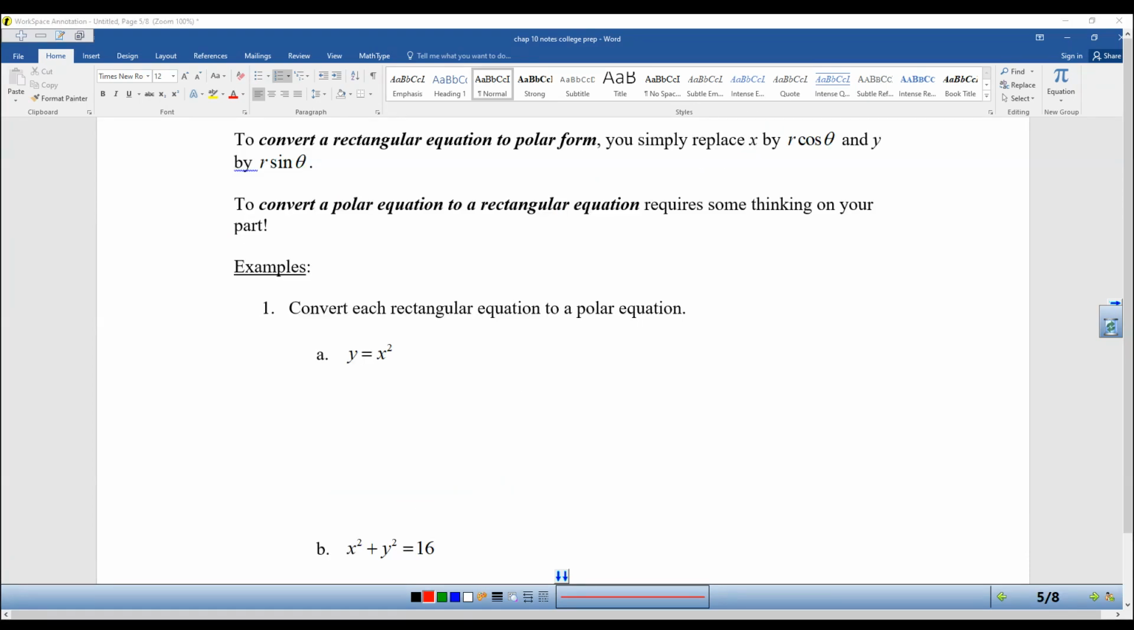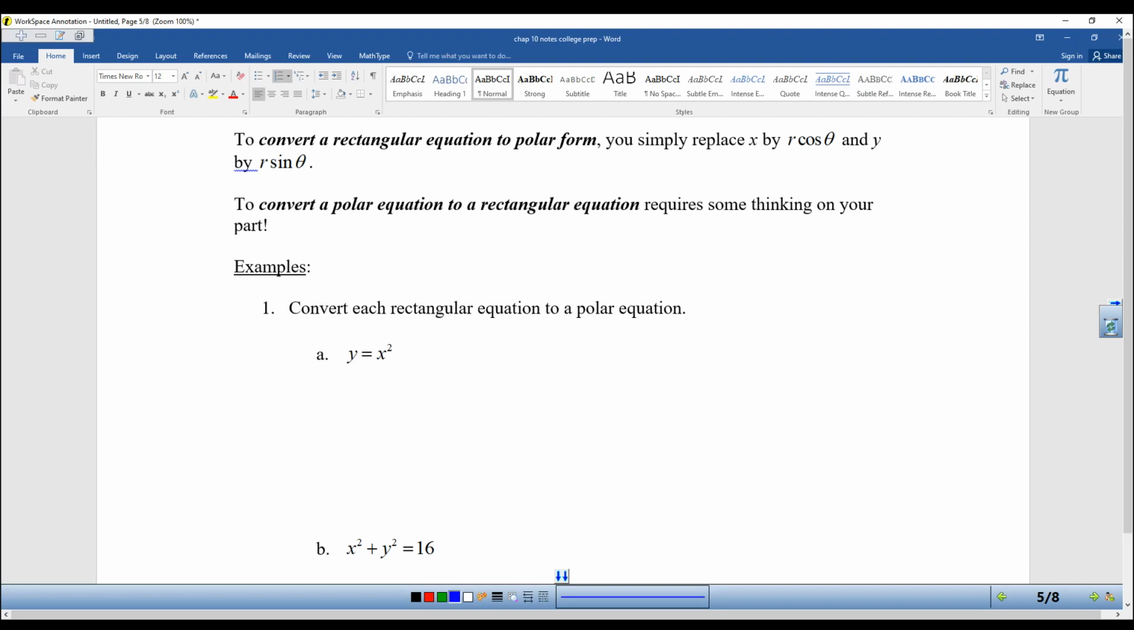Now that we've converted points, we're going to convert entire equations. Going from rectangular to polar, you simply replace x by r cosine theta and y by r sine theta. But converting from polar to rectangular is definitely going to require some thinking on your part. It's a little bit harder. So let's do the easy ones first.